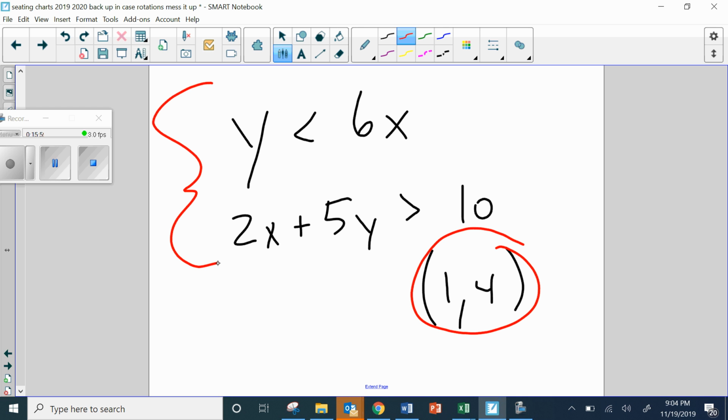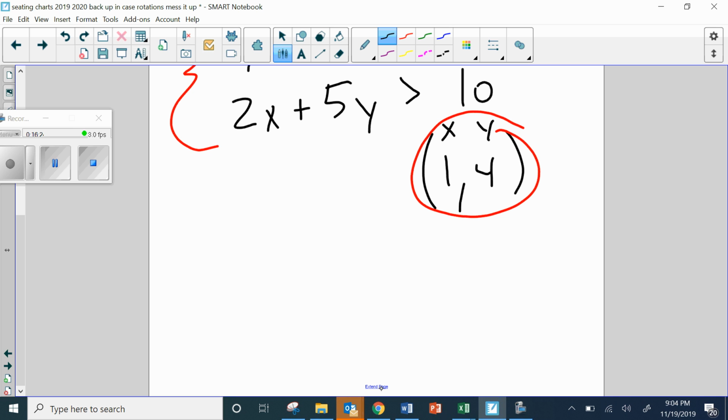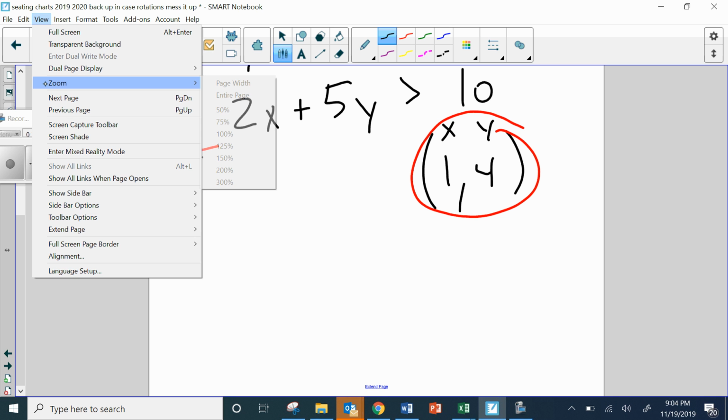I'm going to show you the other way to do it because I don't know that most of you are going to want to graph. If you do, you can certainly do that. So I'm going to take this point. This point is a combination of x and y values. So that's x, that's y. What I need to do is plug in these x and y values. Actually, let me zoom in a little bit.